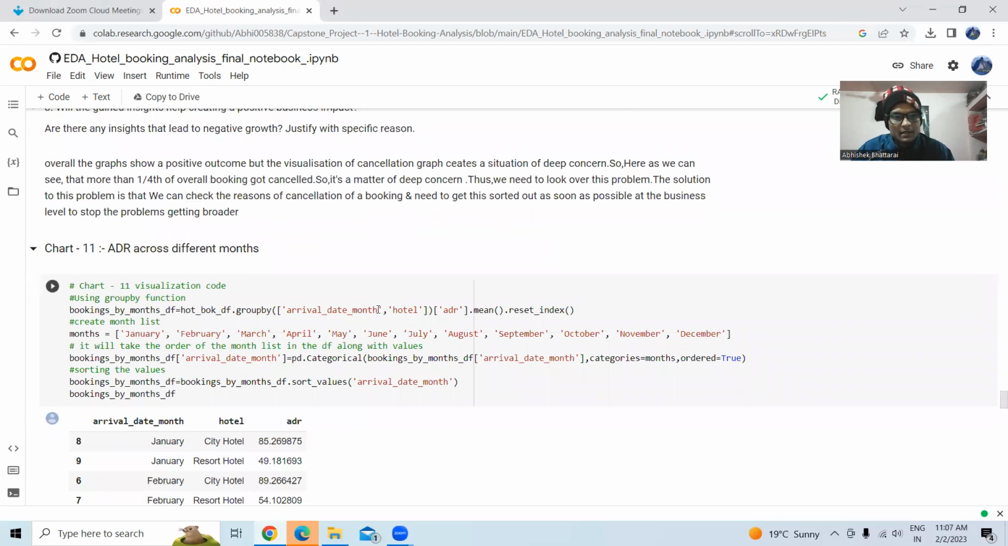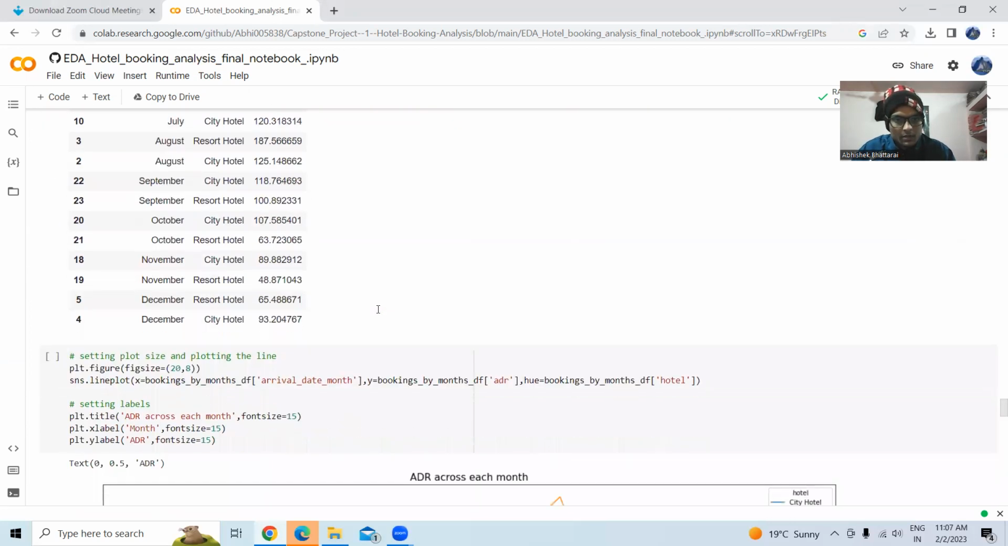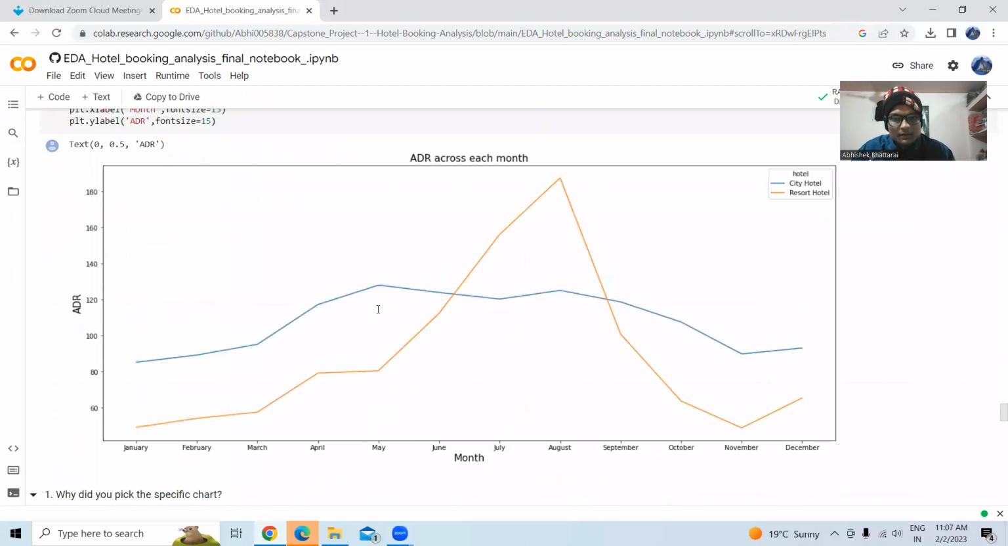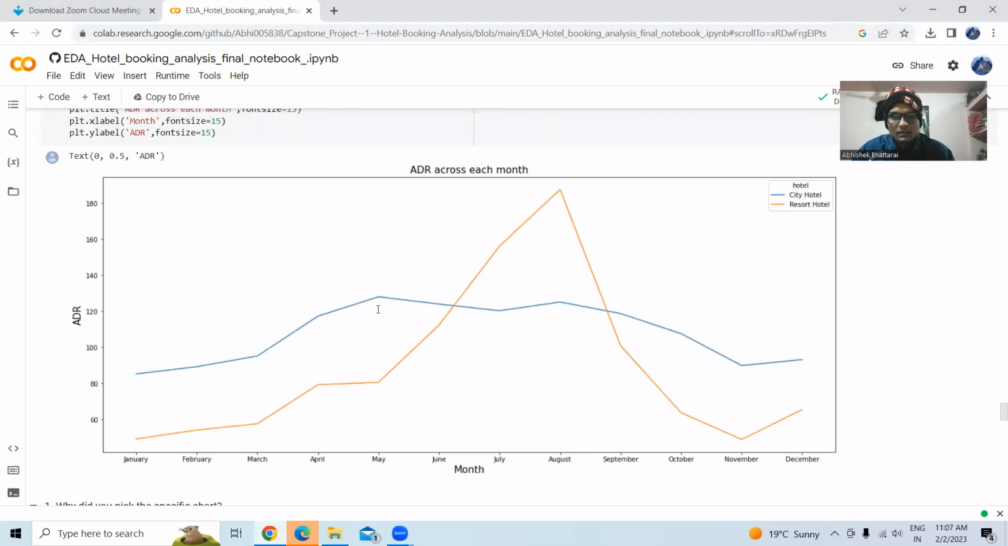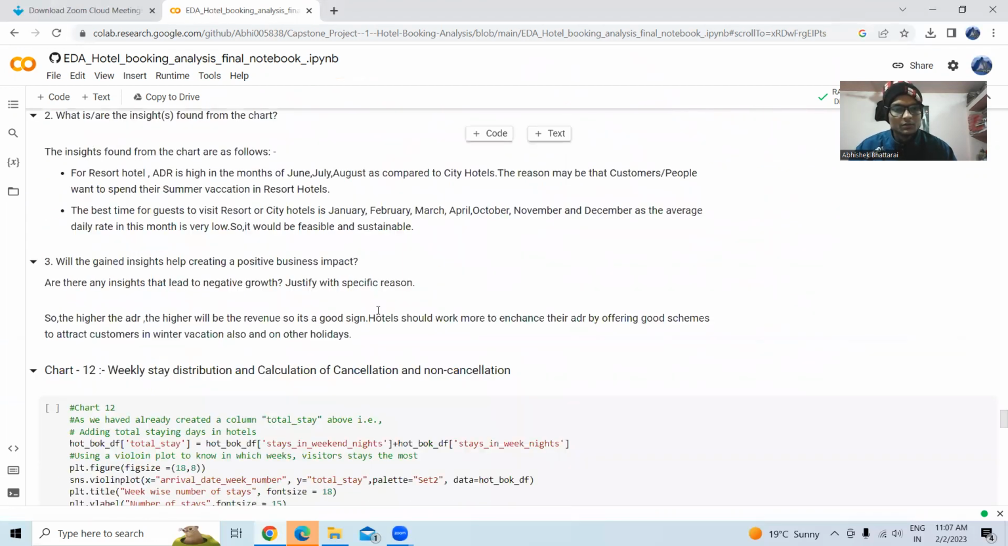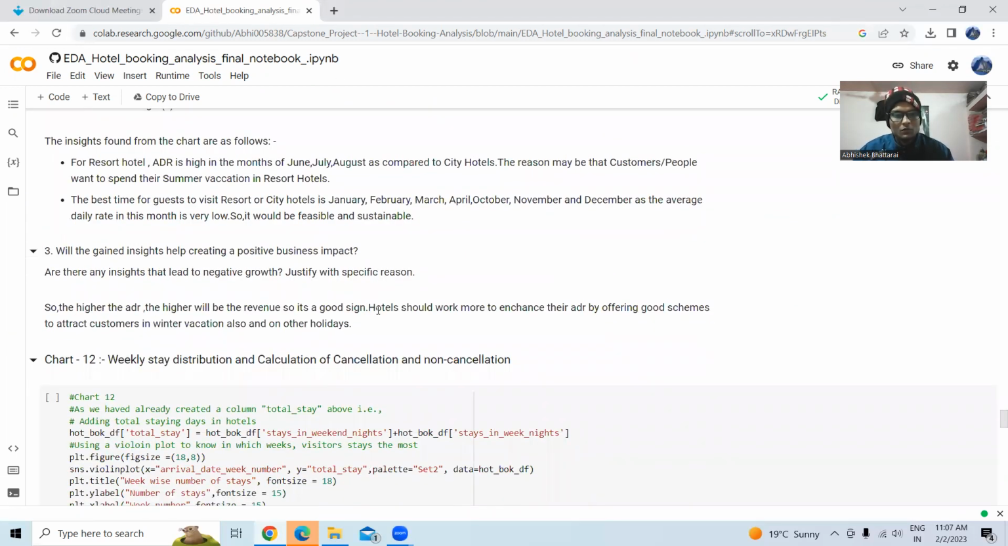In chart 11, we can see the ADR across different months. Here we can see that July and August have the highest ADR among all other months in a year, so this will generate higher revenue.